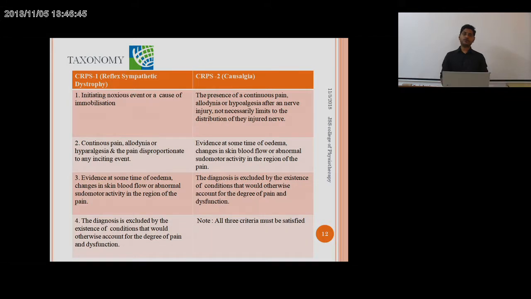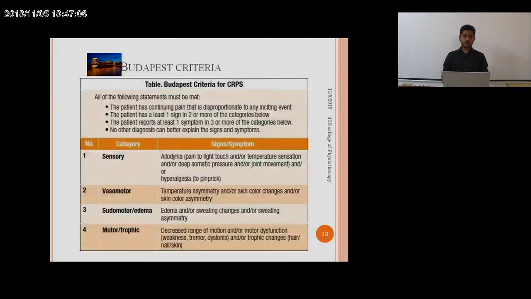So in 2003, there was a congress held in Budapest, and in Budapest they took criteria that had to be validated, and they came to a consensus that if people perceive these 4 conditions or these 4 signs and symptoms, they will be put up in CRPS 1 or 2. So now the Budapest criteria, held in 2003, has the main aim of identifying people having CRPS. The Budapest criteria for CRPS require that all the criteria be met.